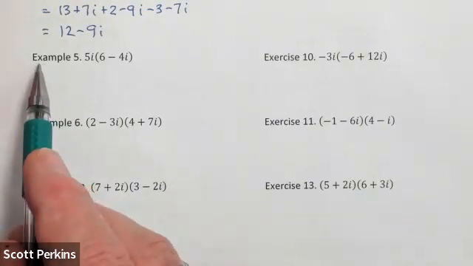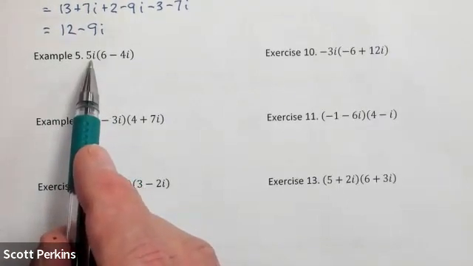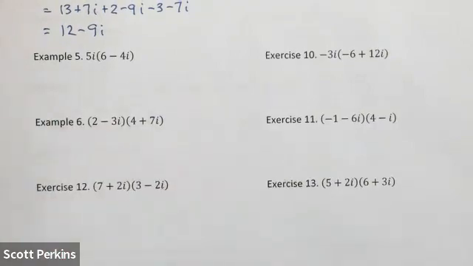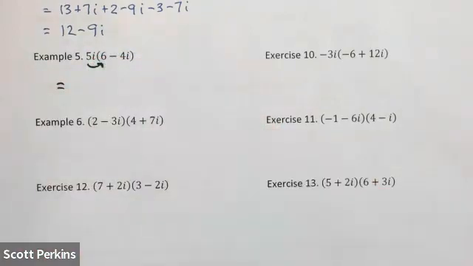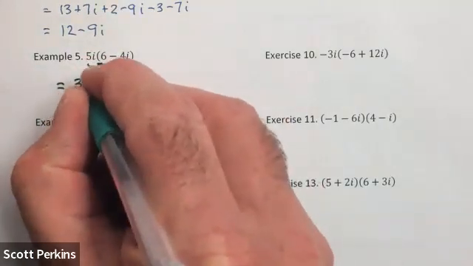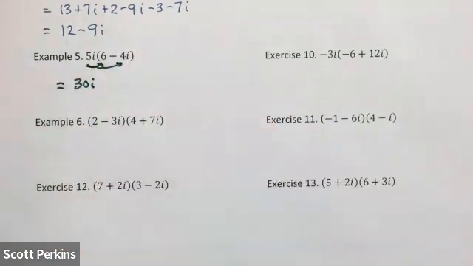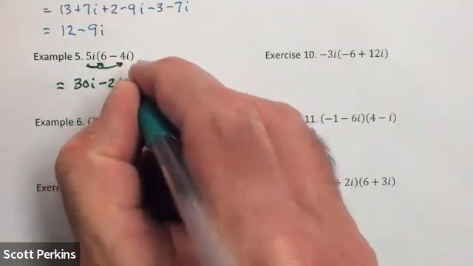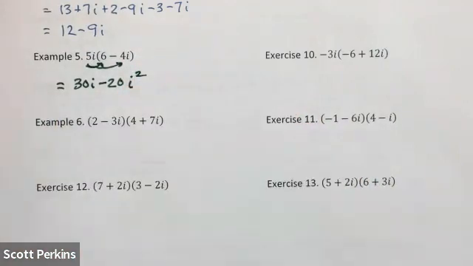So for example, this one right here, example 5. I'm going to take 5i, that imaginary number, and I'm going to multiply it times 6 minus 4i. Just a problem distributing. So here we go. 5i times 6. When I multiply 5i times 6, what do you think I'm going to get there? 30i? Great. And then when I multiply 5i times negative 4i, what do you think I'm going to get there? Negative 20i squared. It's i times i, so it's going to be i squared. Yes, great.